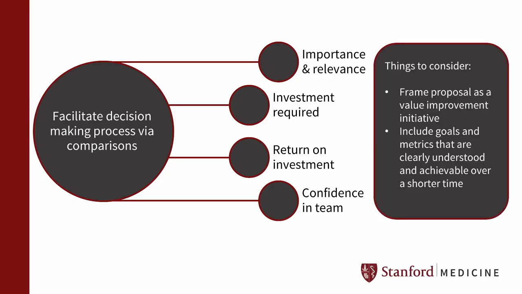The third recommendation is to make your ASP proposal crisp. I suggest framing it as a value improvement initiative. Frame how the program will improve quality and lower costs. That's the value proposition. Include goals and metrics that are clear and achievable over a short time horizon, not just a 5 or 10-year plan, but what are you targeting to achieve in the first year, in the second year, and so on.